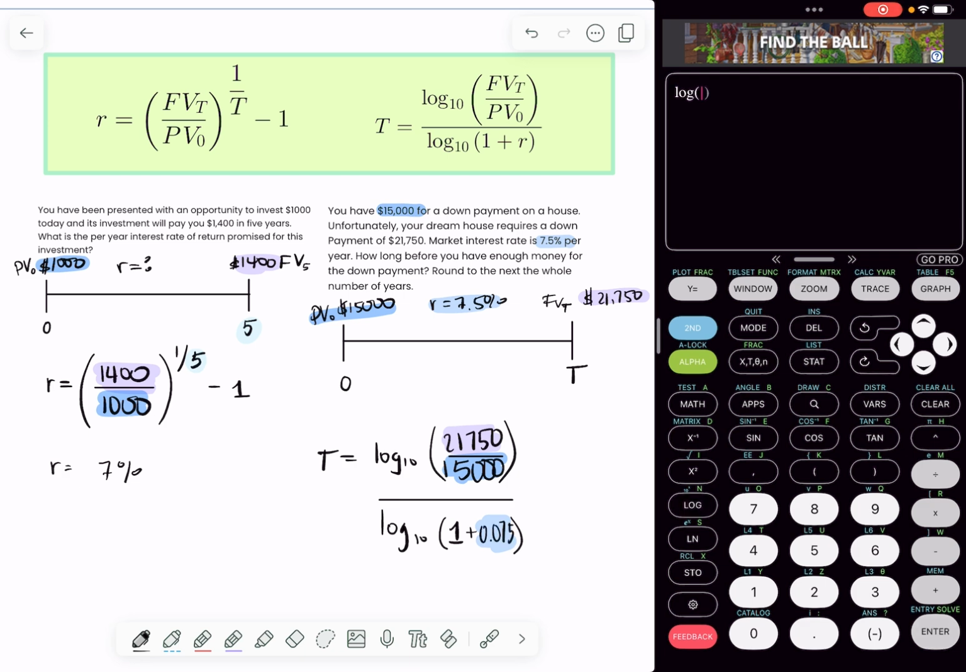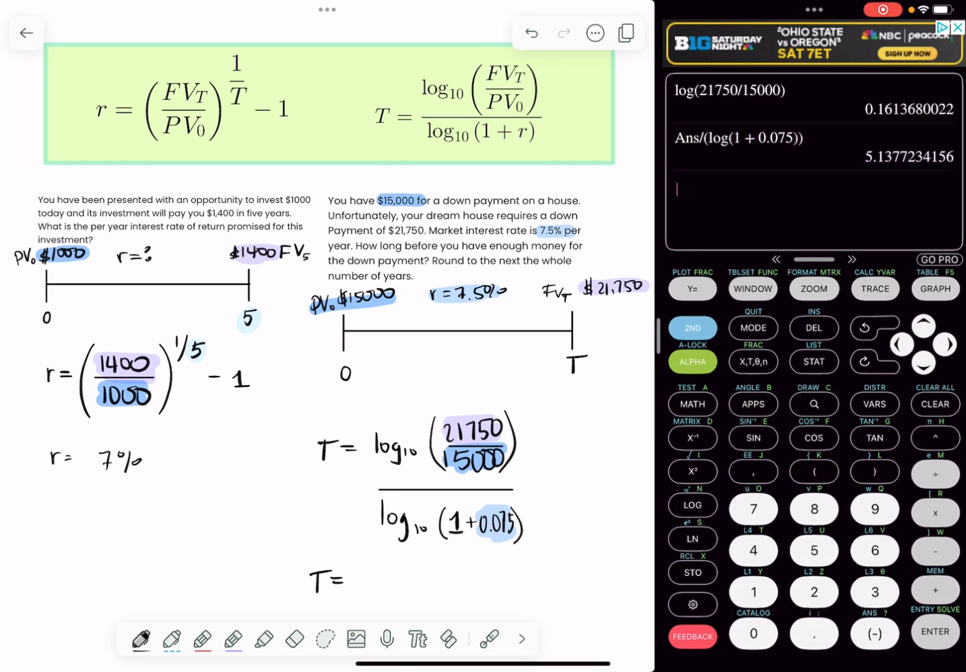And then plug it into your formula. So you do log of 21,750 divided by 15,000, and then divide that by log of 1 plus 0.075. And so time is equal to, round to the next whole number of years, that's going to be 6 years. Because we round 5 to the next whole number, that's 6. So in other words, we have to wait 6 years for this amount of money to compound to $21,750 with an interest rate of 7.5%.